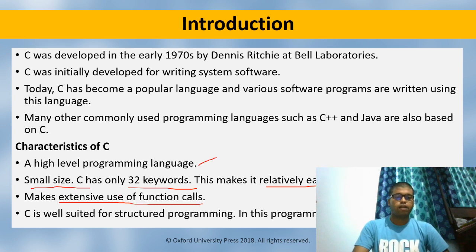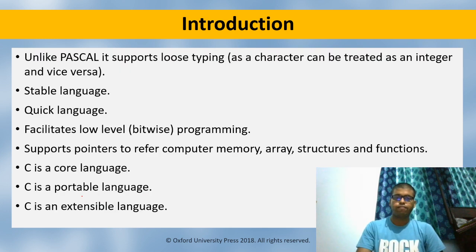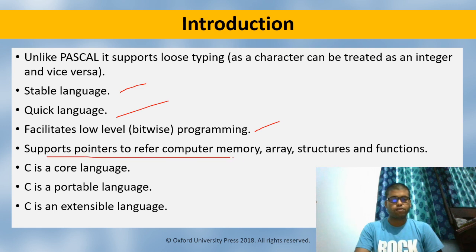In that we can use functions extensively, and C is well suited to structured programming. There are some structured methods, and C is well suited for that. It is a stable language, a quick language, and facilities for low level programming can also be used with it. It supports pointers to refer to computer memory, arrays, structures, and functions. Pointers are an important part. I have discussed them in the online classroom; those who attended can go through the PowerPoint presentation I have shared. Still, I will share some videos on pointers soon. It is a core language, a portable language, an extensive language.